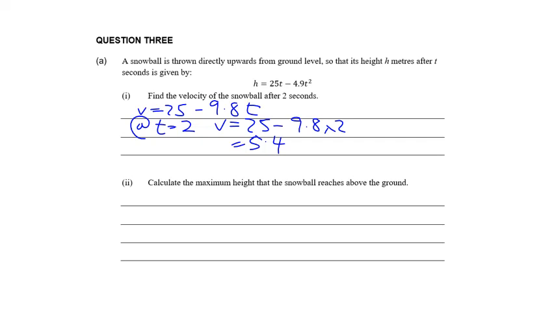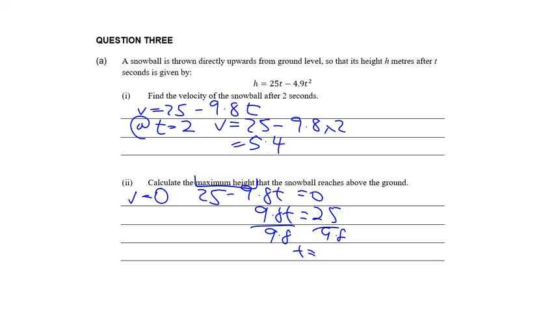Okay, next one. Calculate the maximum height. The maximum height is when velocity is 0. So 25 minus 9.8t equals 0. So therefore 9.8t is the same as 25. Divide by 9.8, and you get an answer as t is 2.551 seconds.